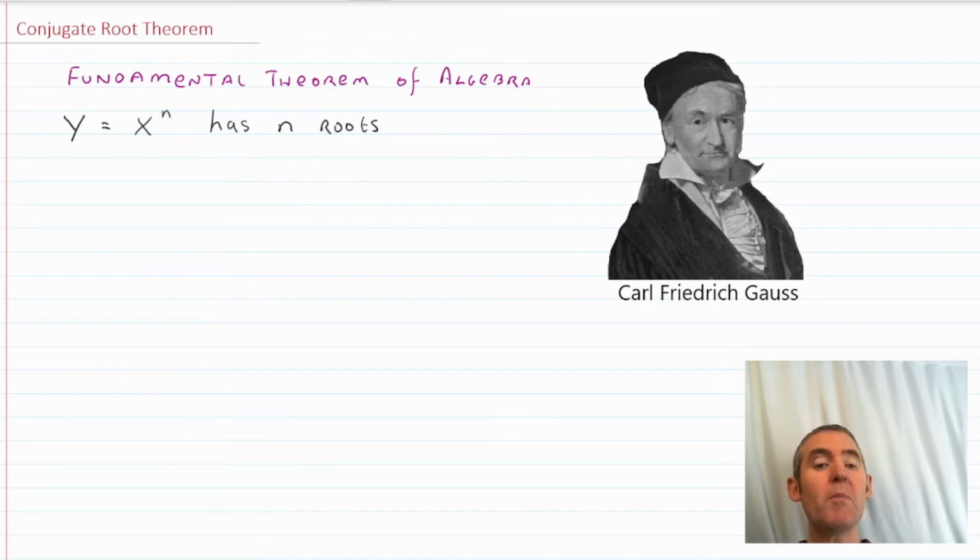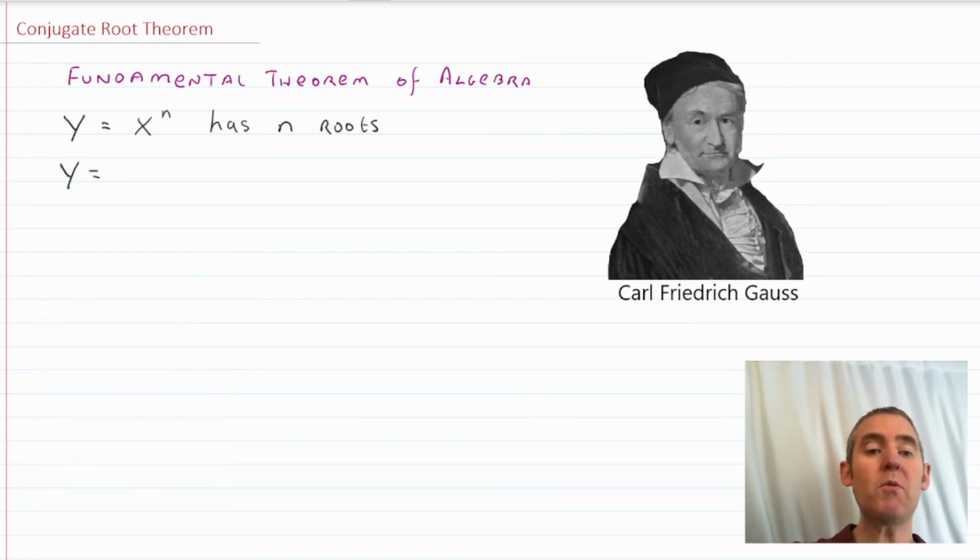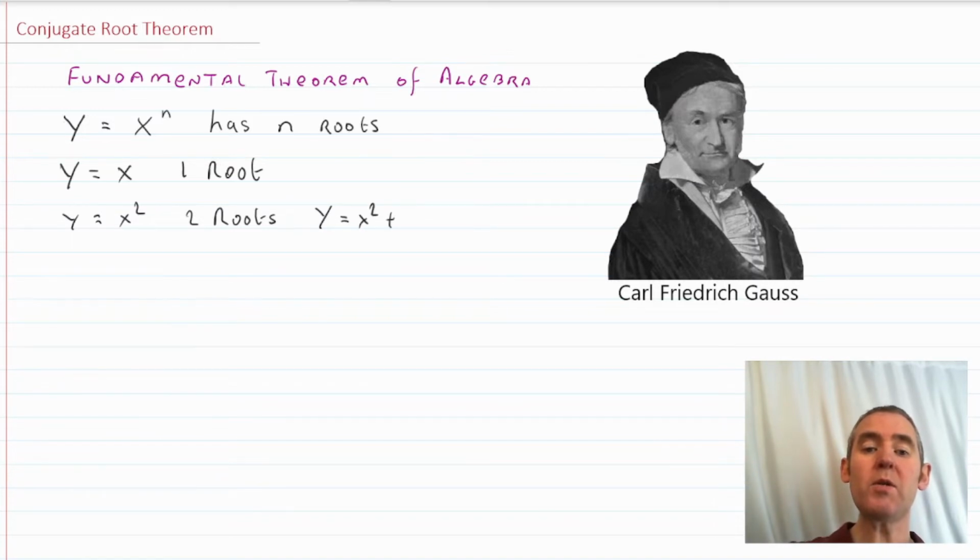But the fundamental theorem of algebra states that if we have an equation y is equal to x to the power of n, where n is the highest power of x, then that has n roots. So let's take a look at that a little bit further. If y is equal to x, that has one root. If y is equal to x squared, that has two roots. And it doesn't matter, if it's y is equal to x squared plus 7x plus 1, that also has two roots. And if you have y is equal to x cubed, that has three roots.